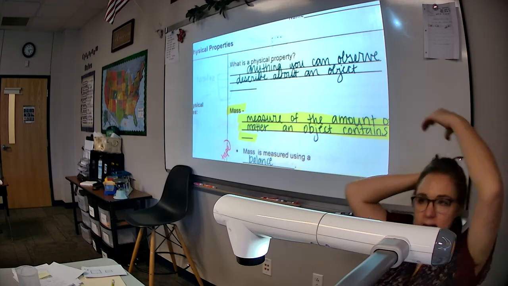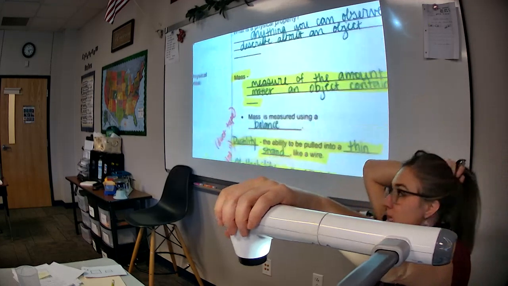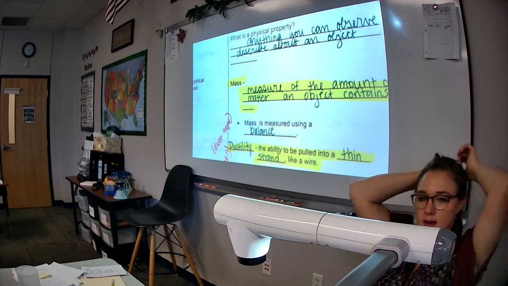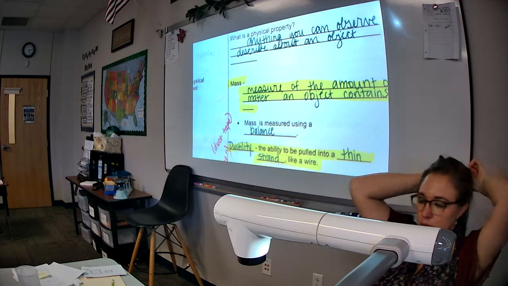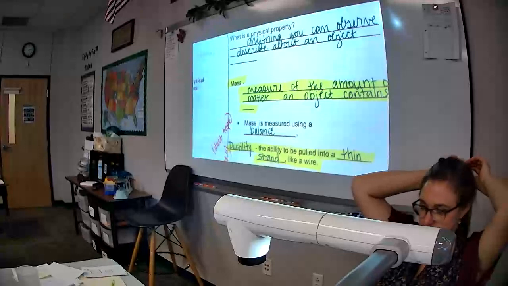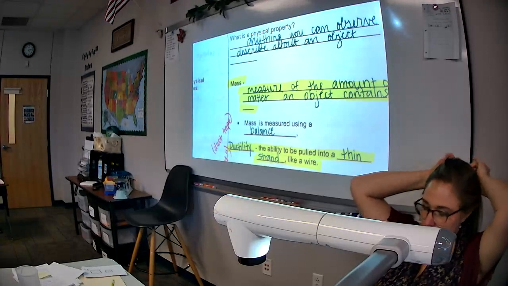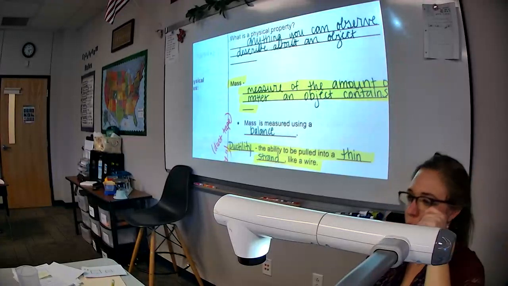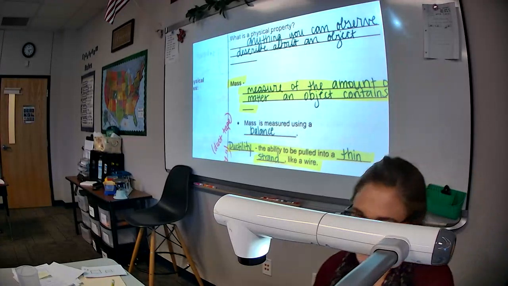Next, I want you to highlight ductility and its definition. I want you to write duct tape out to the side. That's your kind of clue to help you remember what ductility means. The ability to be pulled into a thin strand like a wire, just like tape.